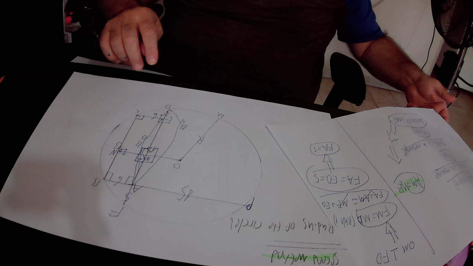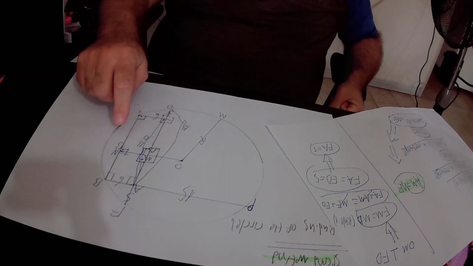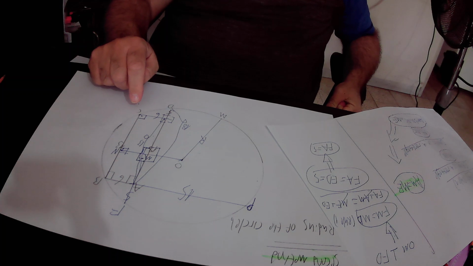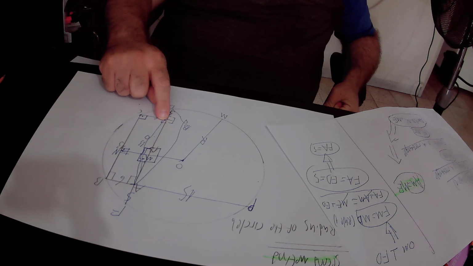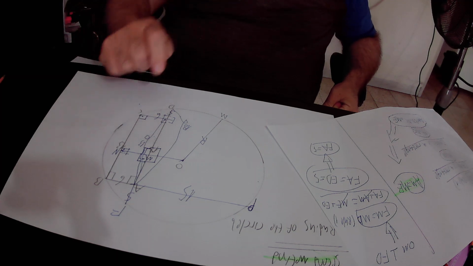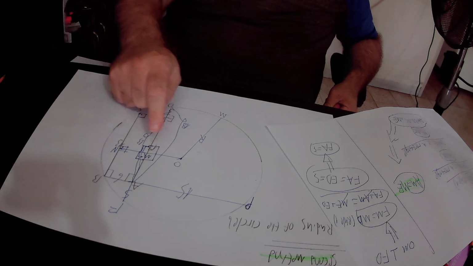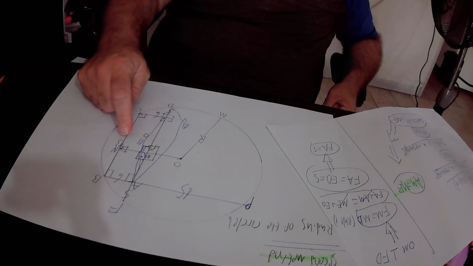Then we focus on quadrilateral MNEC. In quadrilateral MNEC, we have 3 right angles. Why? Because first of all, ON is perpendicular to BC. That is to say, this angle equals 90 degrees.